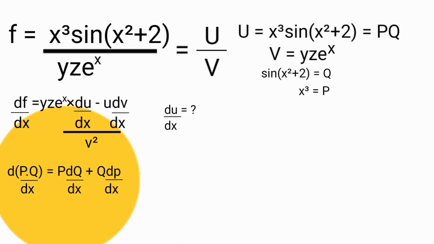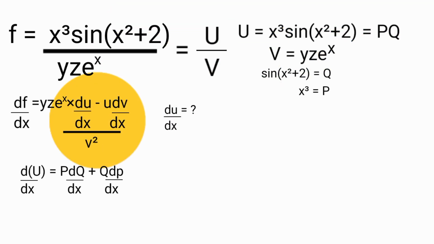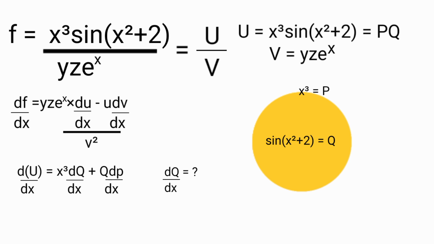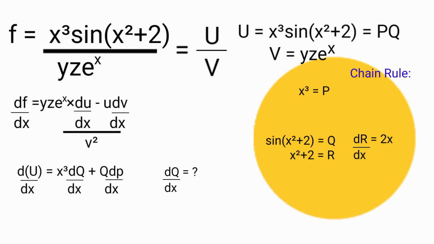Substituting here now, pq is equal to u. Now du/dx is equal to p, which we have here to be x cubed, times dq/dx. So what is dq/dx? We have q here, which is equal to sine of x squared plus 2. So what is dq/dx from this? Here also we have to apply the chain rule. Let's say x squared plus 2 equals r. So dr/dx will be equal to 2x by the power rule.